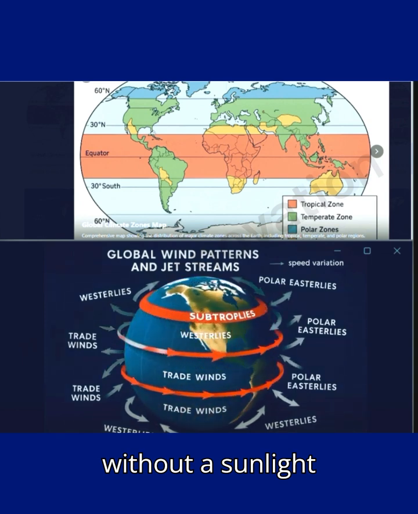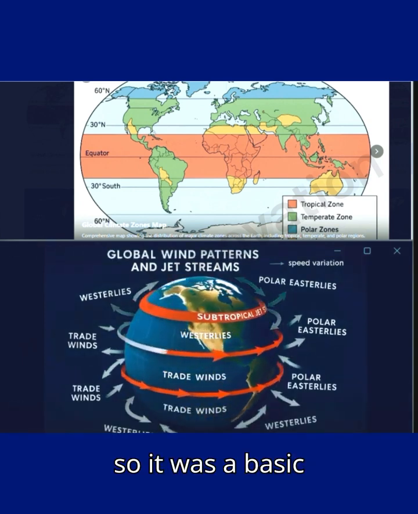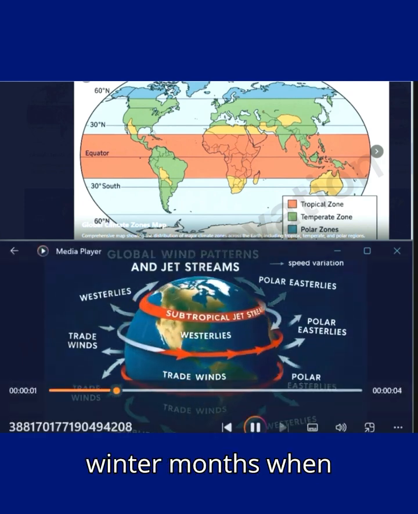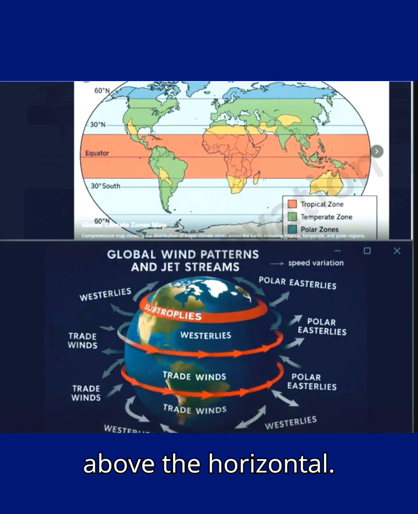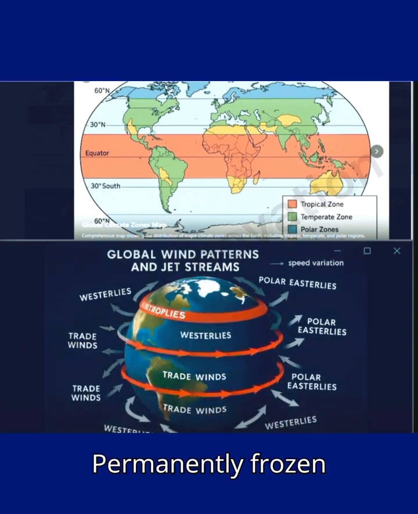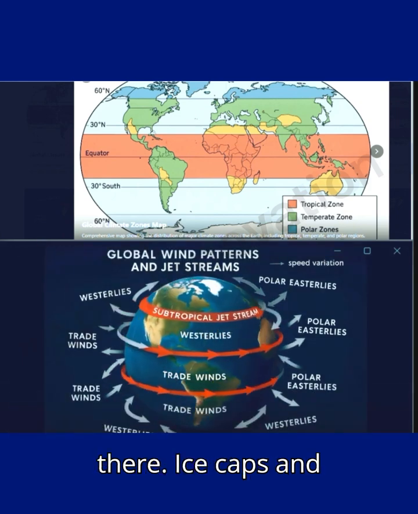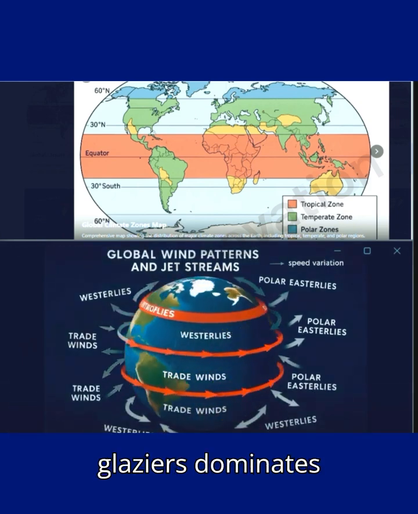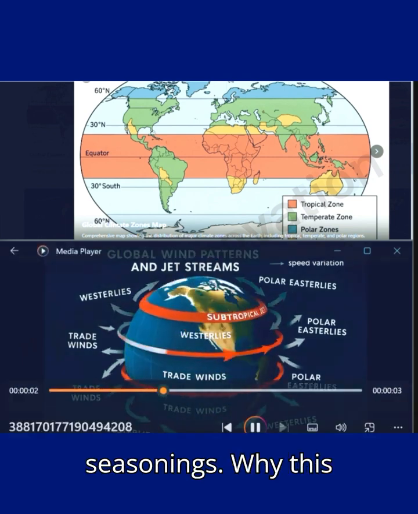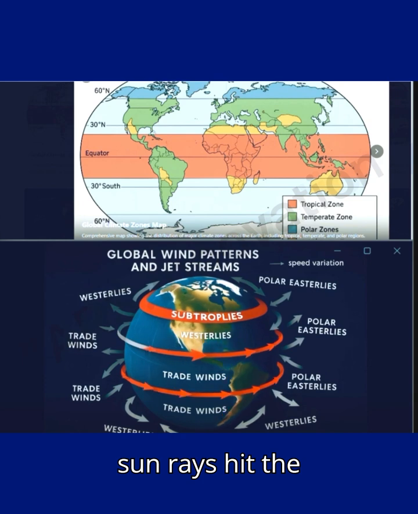Okay, no living thing can live without sunlight. So it was a basic thing we need to know. So solar radiation does occur, especially during winter months when the sun does not rise above the horizon. What are the unique features of the polar zone? Permafrost, permanently frozen ground, is common there. Ice caps and glaciers dominate much of the landscape. Sea ice forms and melts seasonally.